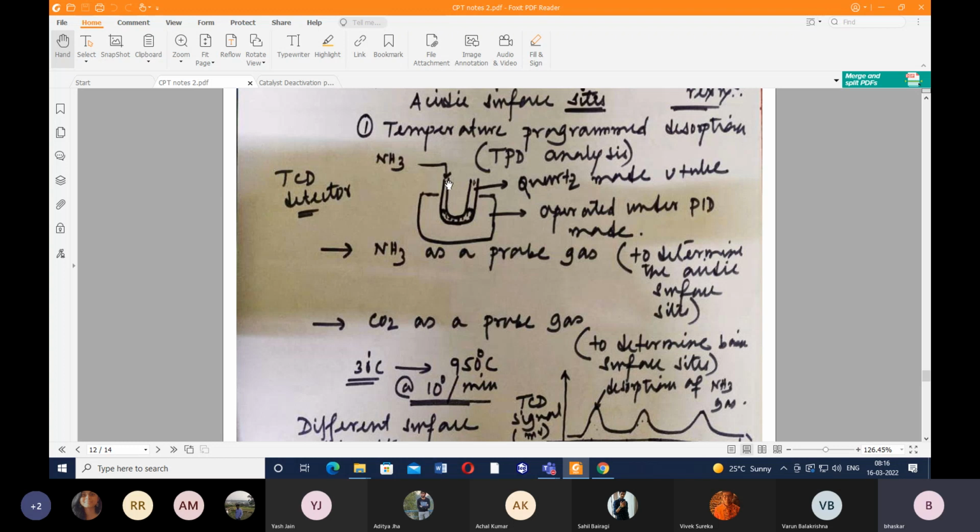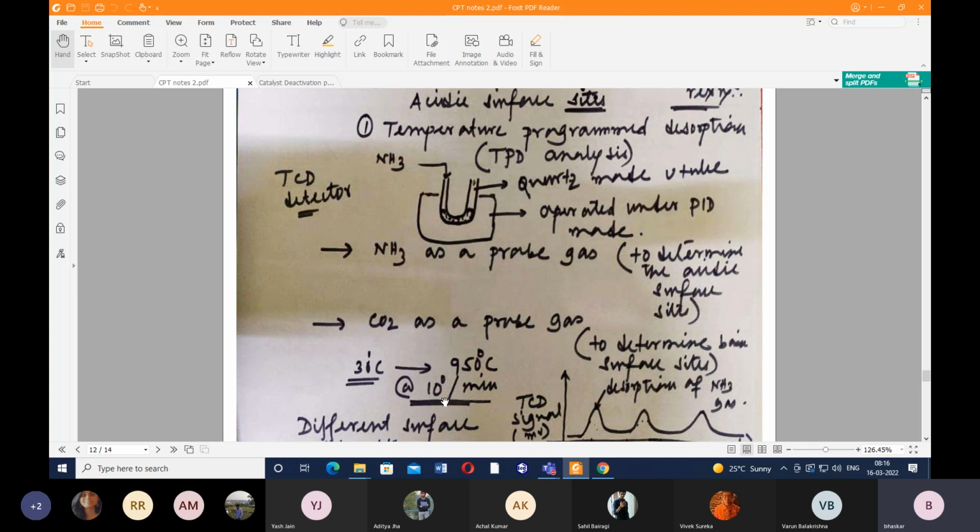Next, what we'll do is, and also remember this thing I already mentioned. So this is mounted inside a furnace operated under PID mode. PID means proportional integral derivative mode, and we increase the temperature from room temperature to a certain temperature at a temperature ramp of around 10 degree per minute.